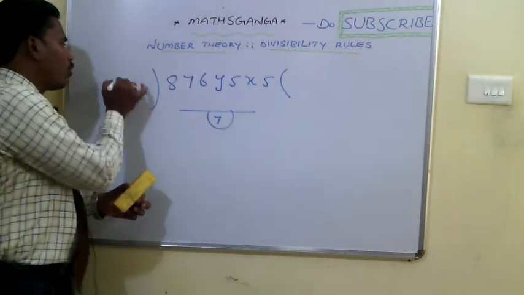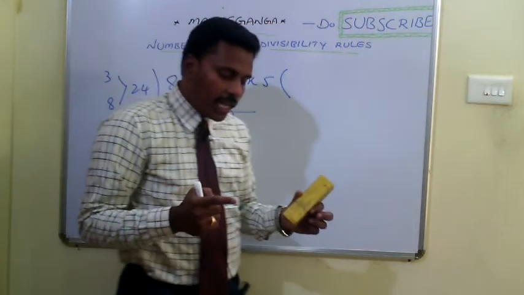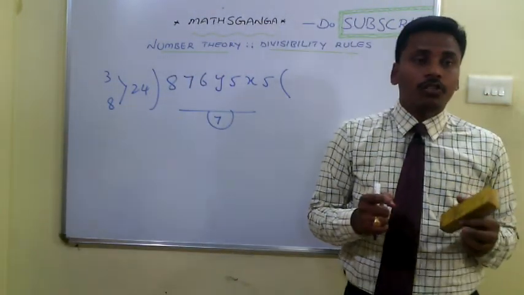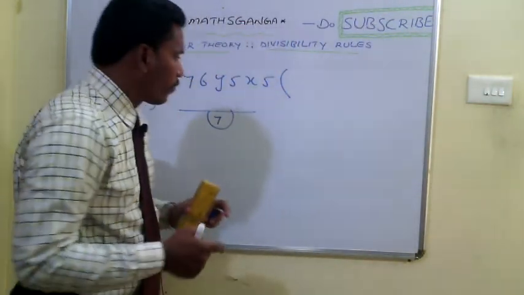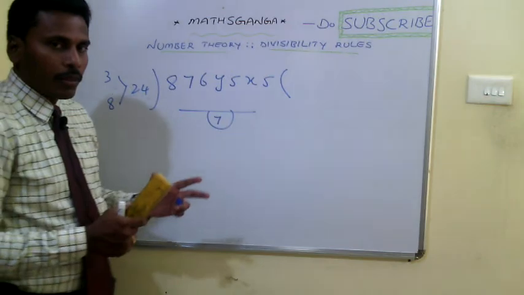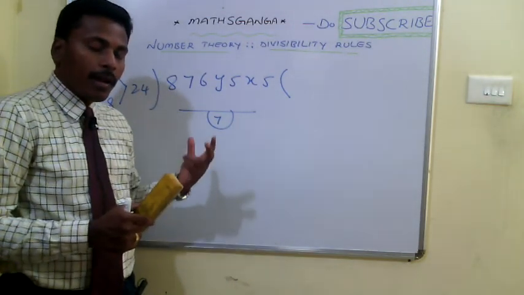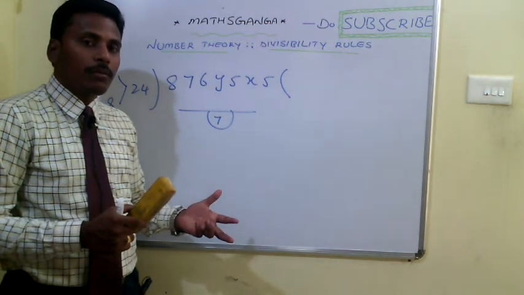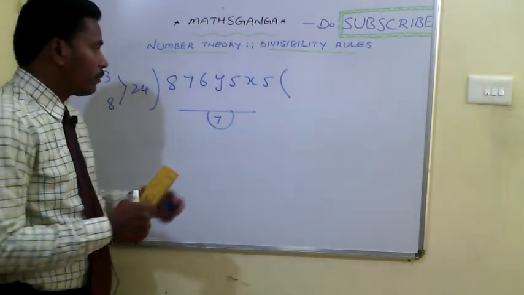24 is given. 24 is a product of 3 and 8, whereas 3 and 8 have no common factors. So we need to check the divisibility rules for 3 and 8 to solve the problem. So what is the divisibility rule for 3? The remainder obtained by dividing a number by 3 is nothing but the remainder of the sum of the digits. Here it is mentioned as 7.